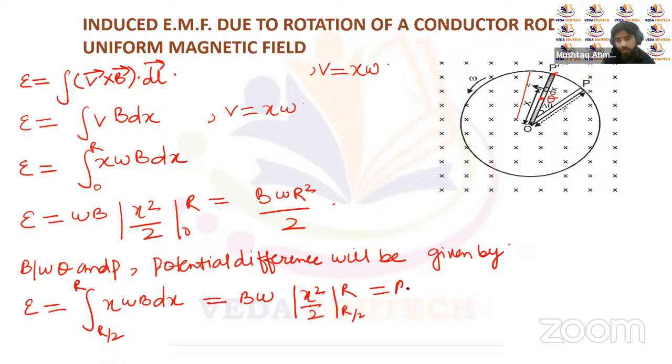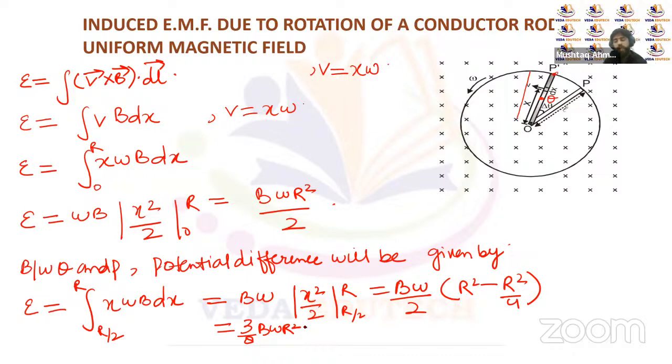So it will be B times omega upon 2 times R square minus R square upon 4, right? It will be equal to 3R square upon 8, or we can write it as 3 upon 8 B omega R square. So this will be the induced EMF between the center and the end of the rod, right?